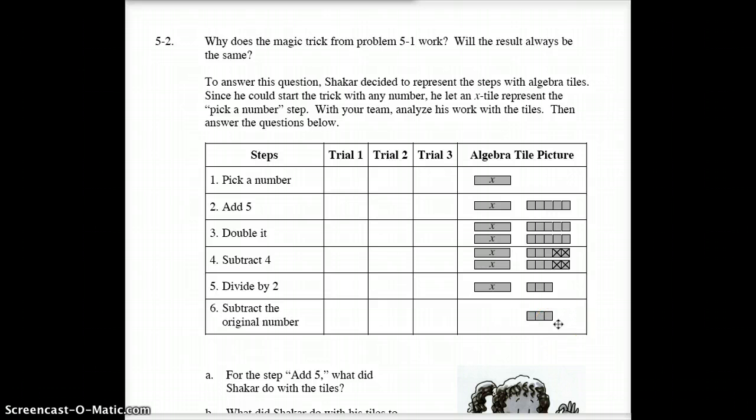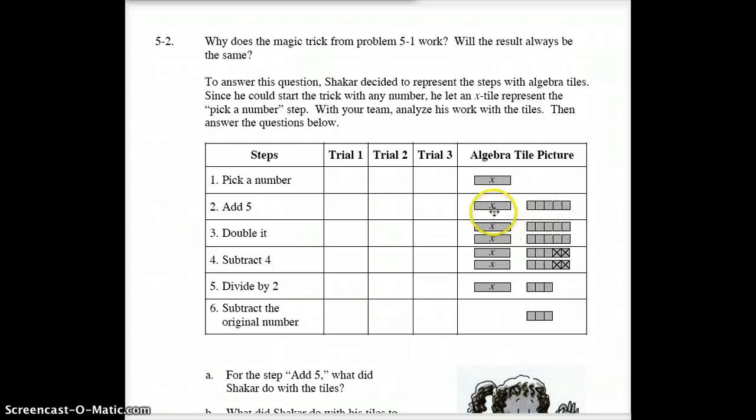Actually, it's not magic. What it is is algebra. What you did when you picked a number, and everyone picked a different number, and we don't know what number you picked, but you picked a number, so we're going to call that number x. When you then added 5 to it, you took your x and you added 5 unit tiles to that.